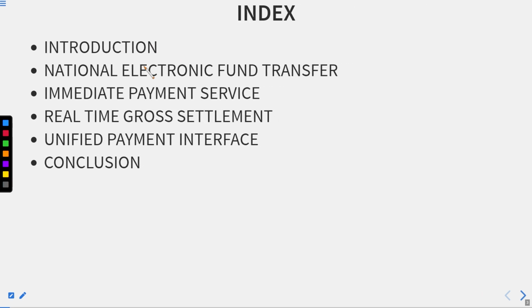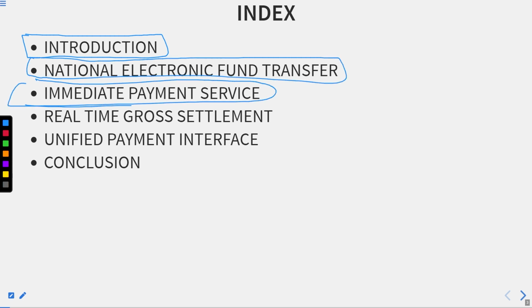So students, as we know, we are covering the financial system and basically we are doing the payment and settlement system, right? This is the topic we have started since the last few lectures. In this series, these are the topics we have scheduled: the introduction part, the National Electronic Fund Transfer, Immediate Payment Service, Real-Time Gross Settlement, Unified Payment Interface, and the conclusion part. These are the topics we have scheduled for discussion under the series.